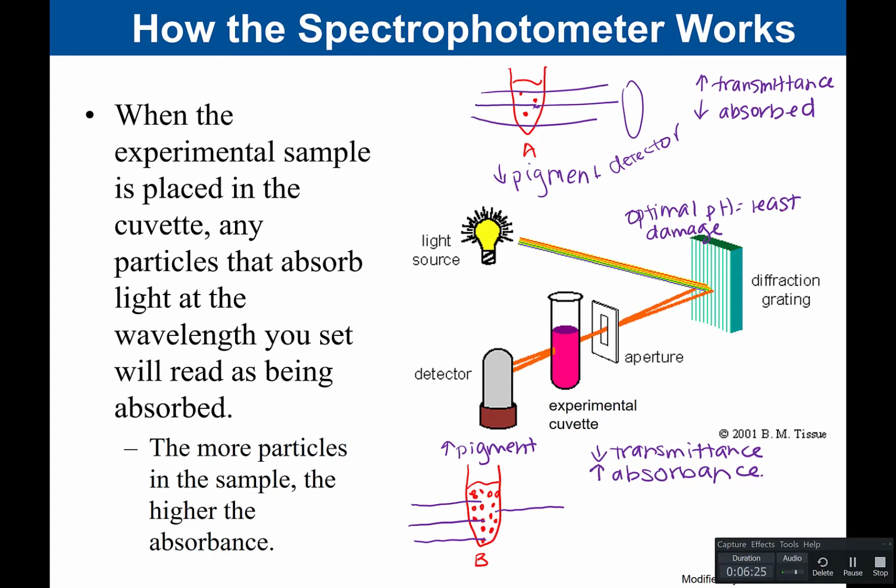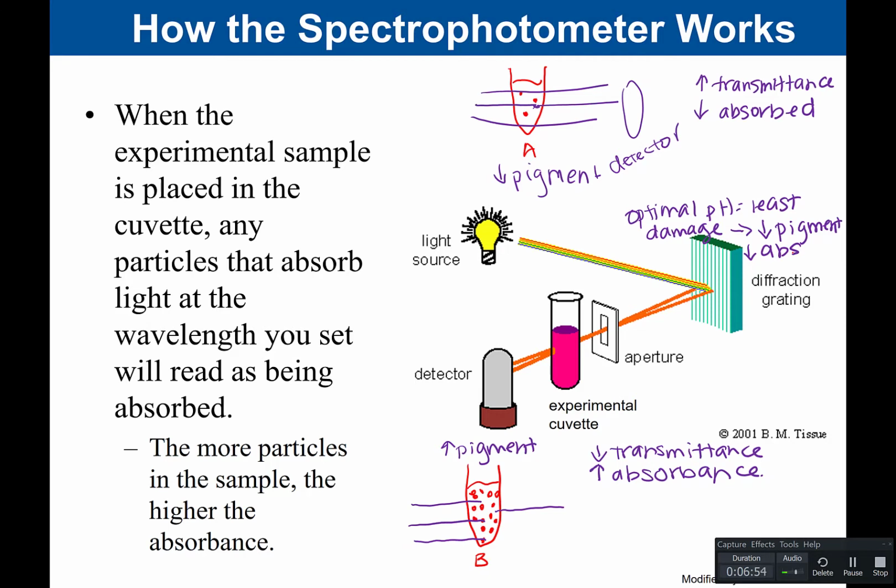So in this case, the least damage has the lowest pigment. The optimal pH is going to have the least amount of damage, and that cell is not damaged, and therefore the pigment stays in. And so if we have a low number of pigments, that means we also have a low absorbance.